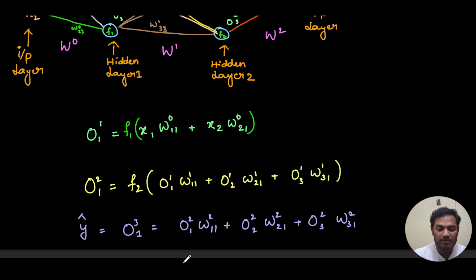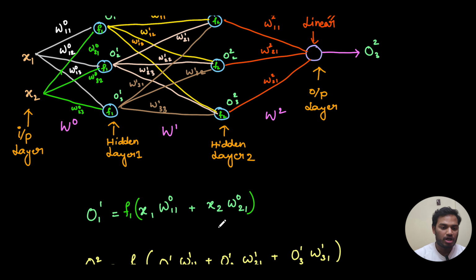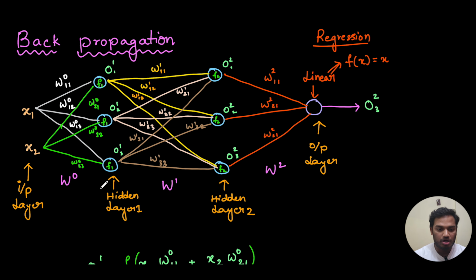So these are the equations, and I hope these three equations are clear for everyone. If it is not clear, please pause the video and try to look once again. Try to observe this particular network and try to write down the equations on your own. Then you'll understand it better. Okay, so once you understand these equations, then go forward.